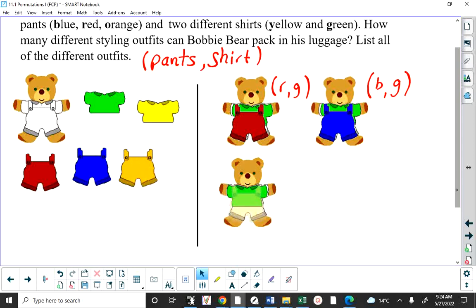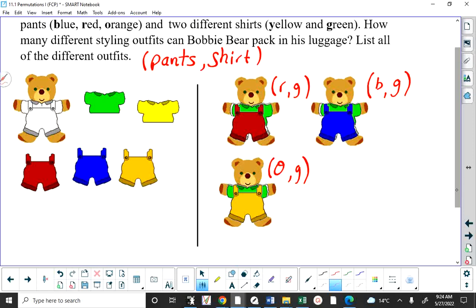And I think it's kind of important that you understand at this point in time, if he wants to wear a different outfit every day, then he's done with the green shirt. Because he's worn that green shirt with all of the different pairs of pants. So this would be, what are we talking about? An orange pair of pants and a green shirt.